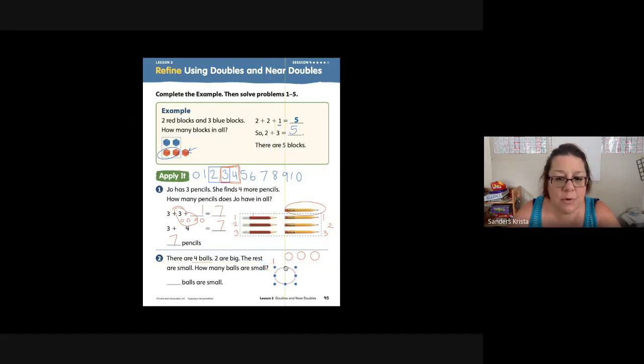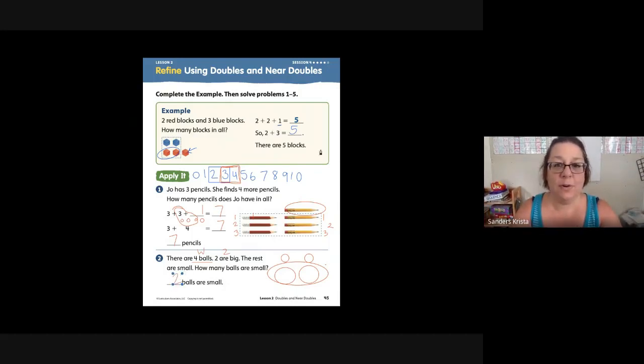Oops. And I'm going to move it down. This one I'm going to make big also, and I'm going to move that down also. So those 2 balls are big and the other 2 are small, right? So it gave us the total. So that was our whole. 2 of them were big, right? So I'm going to circle 2. The rest are small. How many are small? 1, 2. 2 were small.